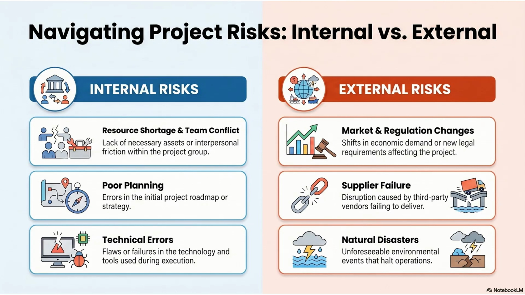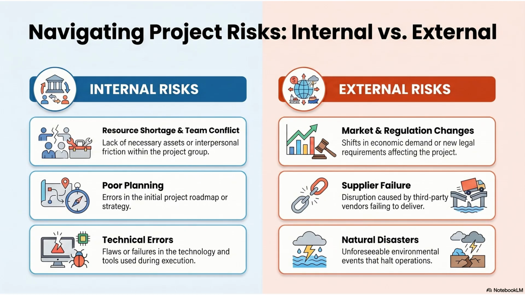Now, this slide introduces two major sources of project risk, which are internal risk and external risk. This distinction is important because the source of the risk often influences how we manage it. Let us begin with the internal risks. Internal risks are risks that come from within the project or organization itself. In many cases, these are risks that the project team has a greater control over.